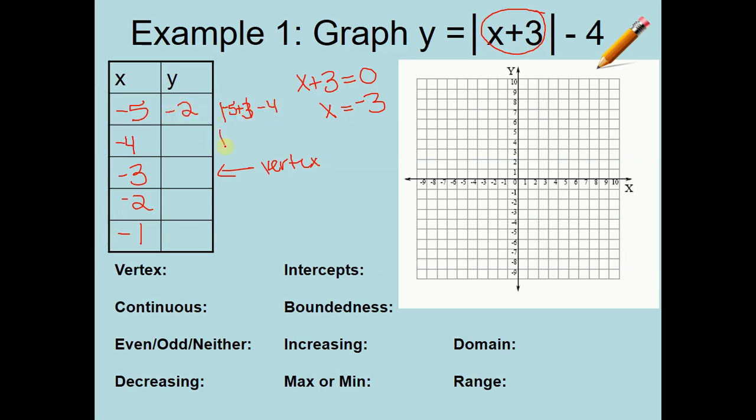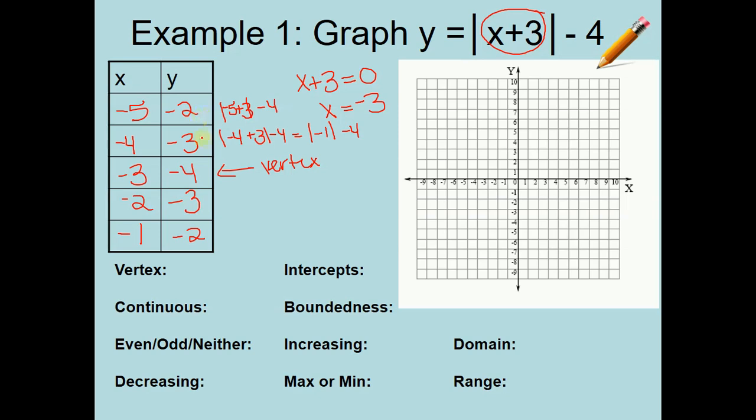Let's plug in a -4, so that would be absolute value of -4 plus 3 minus 4, which would be absolute value of negative 1 minus 4, which would be negative 3. Plugging in negative 3 would be 0 in the absolute value, which would be negative 4. Plugging in negative 2, I'll get 1 inside. Absolute value of 1 is still 1. Minus 4 is negative 3.